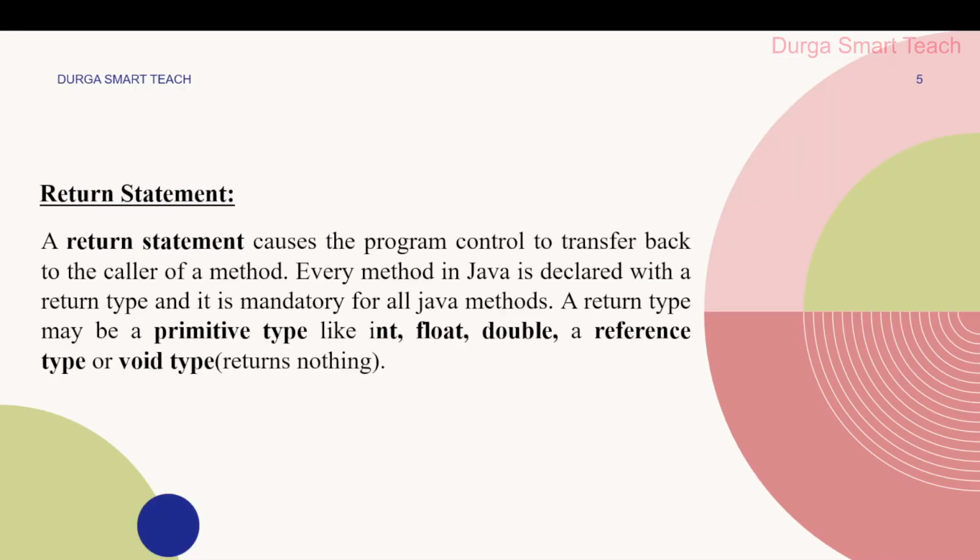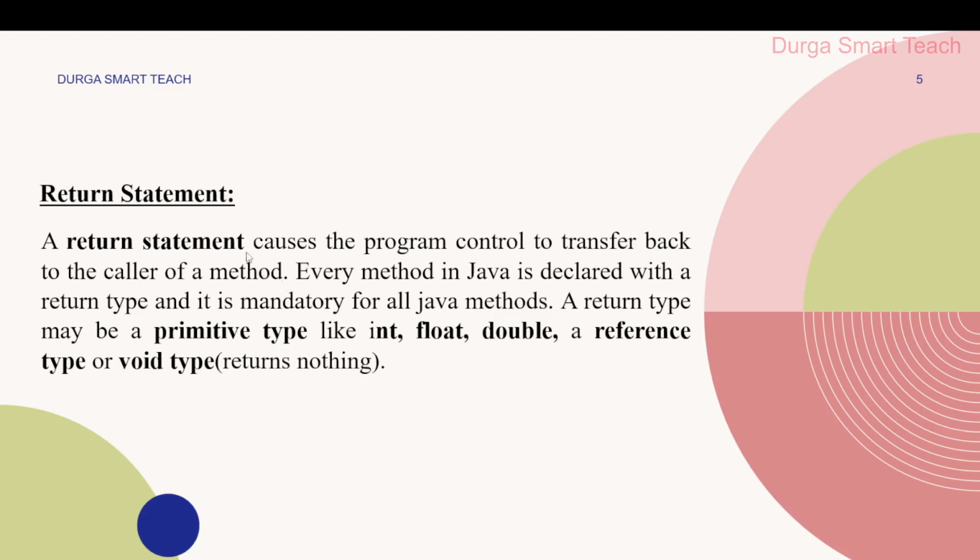the return statement. The return statement is mainly used in methods. So I will discuss the methods topic in the next class. A method is nothing but a subprogram which is used to perform one specific task. The main task of return is that it is used to transfer control back to the caller method.